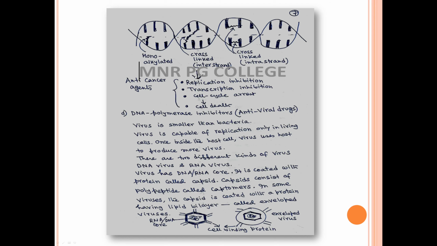Previously, the second category, means the DNA binding agent or the DNA nicking agent, which are anti-protozoal. That thing I have kept aside. Now I will go to the D part, that is the DNA polymerase inhibitors. It comes under the enzyme inhibitors, and these are antiviral drugs.